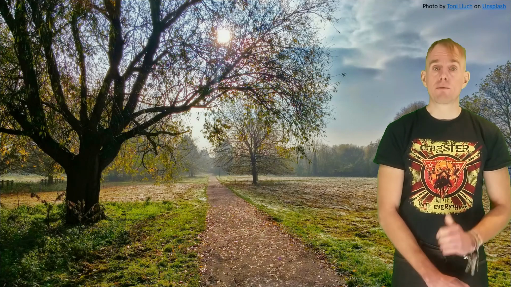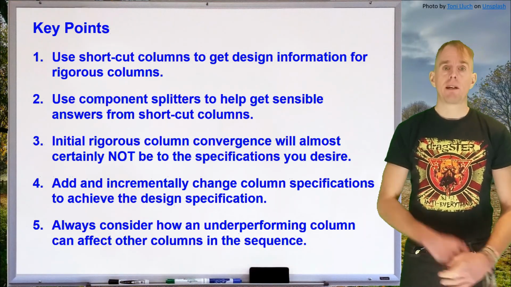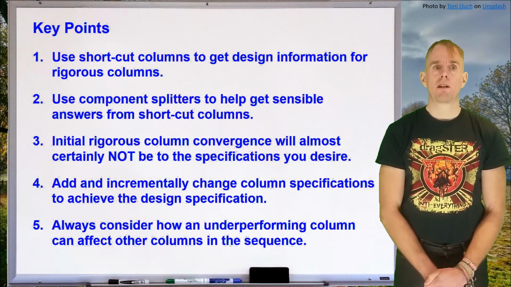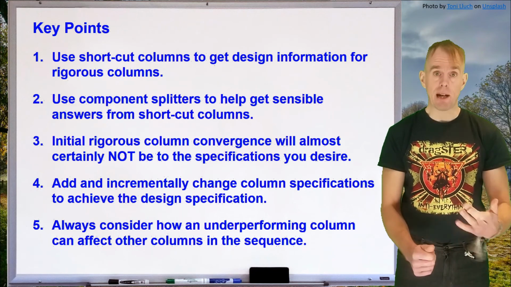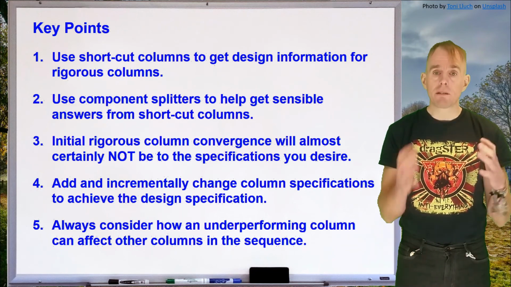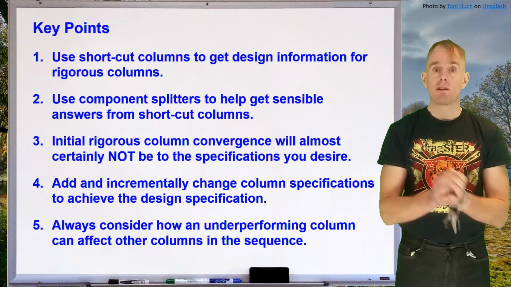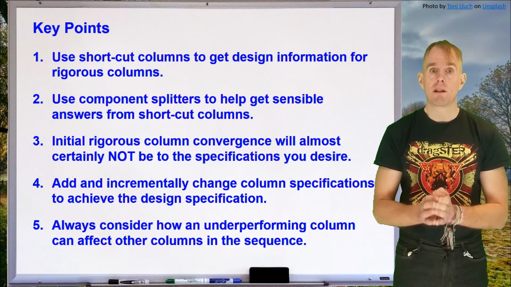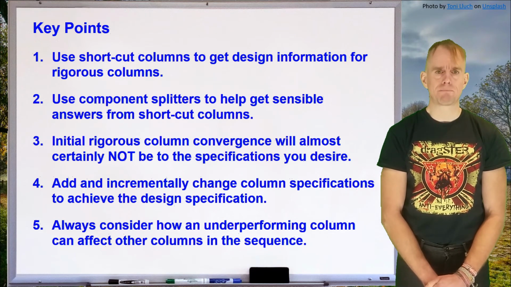Okay, now that you've completed the second tutorial, let's go and recap some of the important points that were made in each of the five videos. So the first thing is that shortcut columns are used to get design information for rigorous columns. And we'll see, and you have seen, that the column geometry that you get from a shortcut column is very different to that of the optimized column geometry that you obtain after you've gone through the rigorous modeling process.